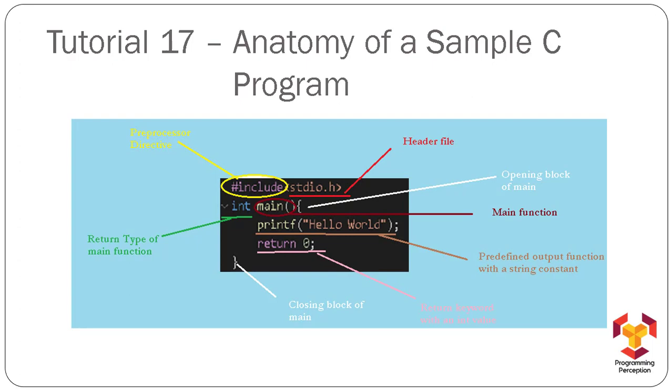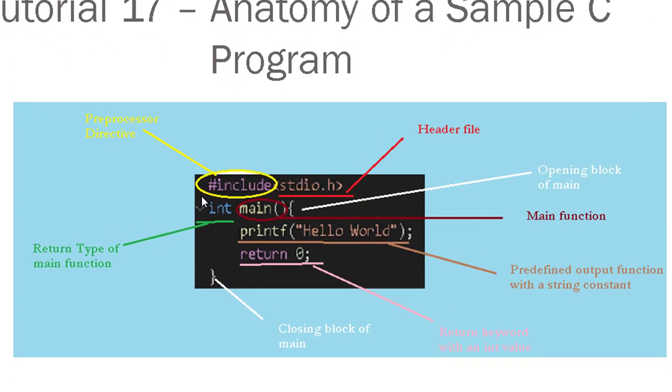So we have seen all the parts of the program. This hash include is a preprocessor directive. stdio.h is a header file. int is the return type of the main function. Main is actually a predeclared function which we are going to define in our program, and our program starts execution from here itself. This opening brace denotes the opening of the block of main. This closing brace denotes the closing of the block of main. This printf function is a predefined output function with a string constant right now. And return 0 is a return keyword with an integer value.